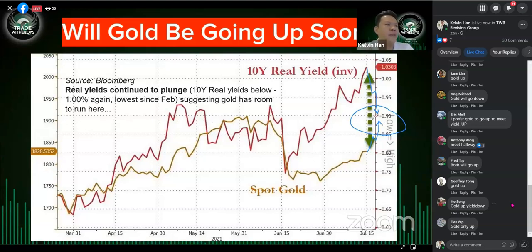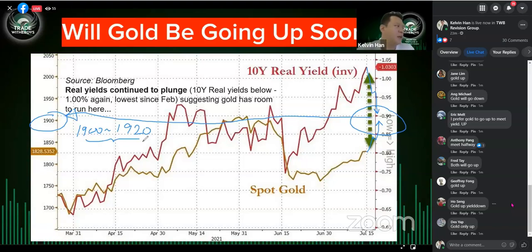So if we do a bit of speculation, looking at the midpoint, we are seeing about here. That means about 1900 to 1910 level, or 1920 to be precise. That means later on, if the inverted yield does come down, there is a small possibility that we can see the gold price see a little bit of upside all the way to 1900 to 1920. That is only a rough personal expectation.